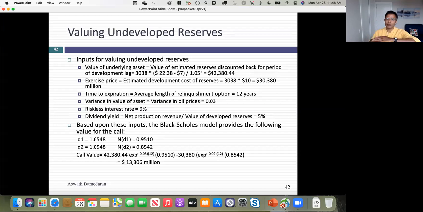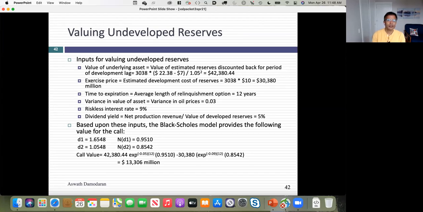Remember, the DCF value is 12 billion. I'm adding an extra 1.3 billion to those reserves. Why? Because oil prices are volatile. In fact, if you take this example and make the oil price variance 0, in other words, there's no volatility, the value of the option will drop to 12 billion, and basically the DCF value will also be our option value.